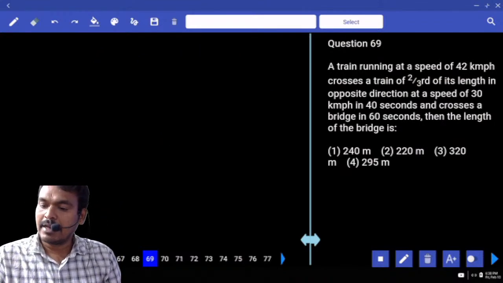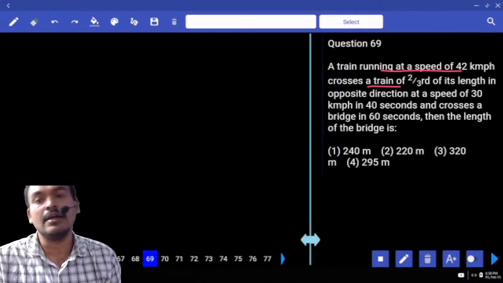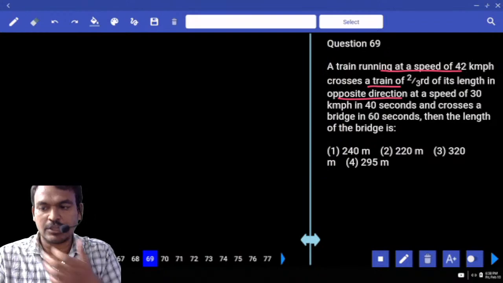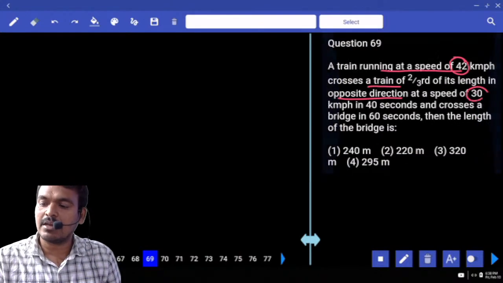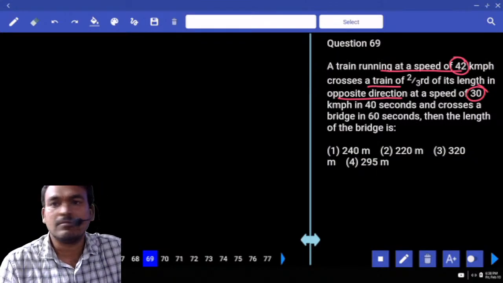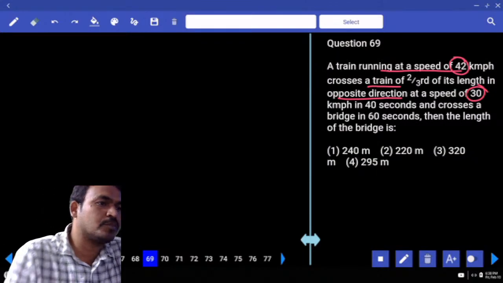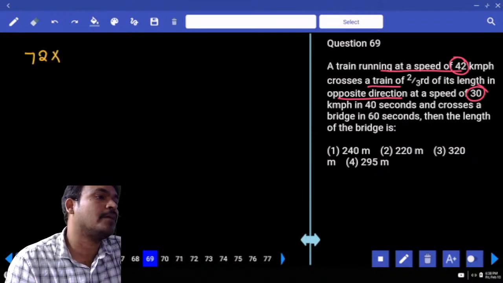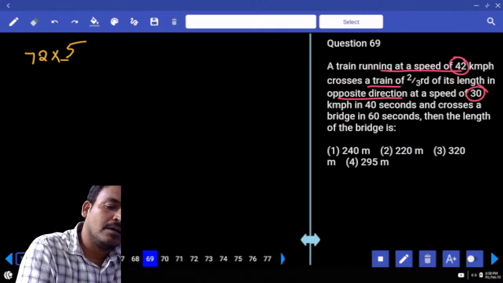First of all, the train passes another train, but in which direction? Opposite direction. The first train speed is 42, the second train speed is 30. Opposite direction means relative speed is the sum of these speeds. The sum of these speeds is 72 kilometer per hour, which we convert to meter per second.